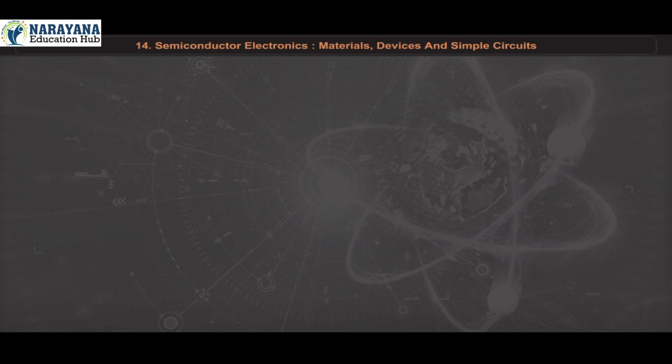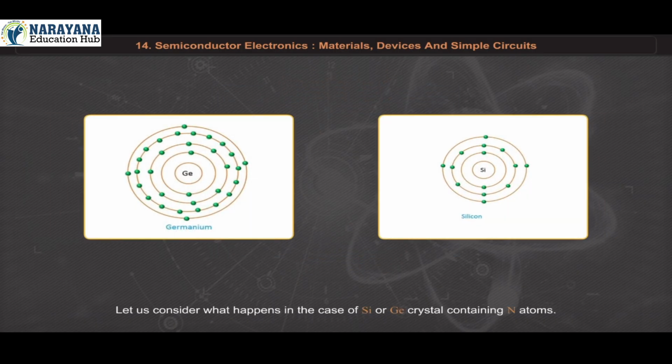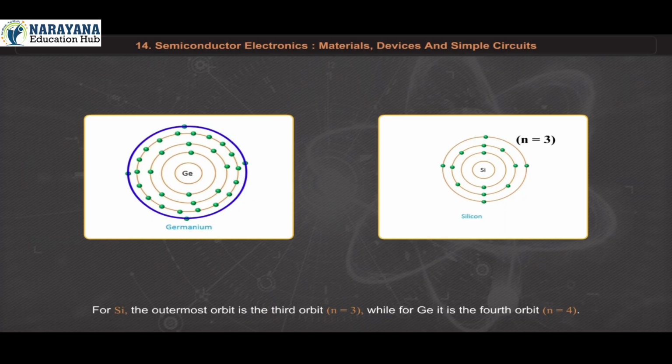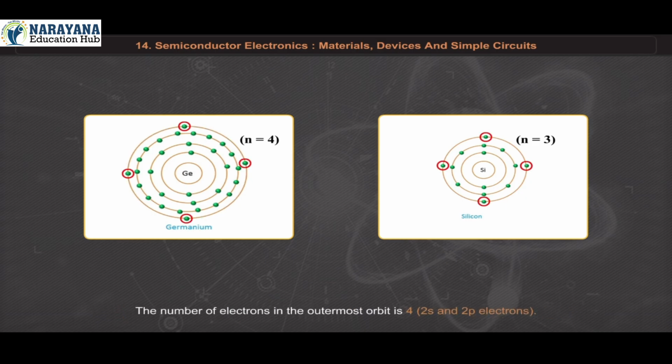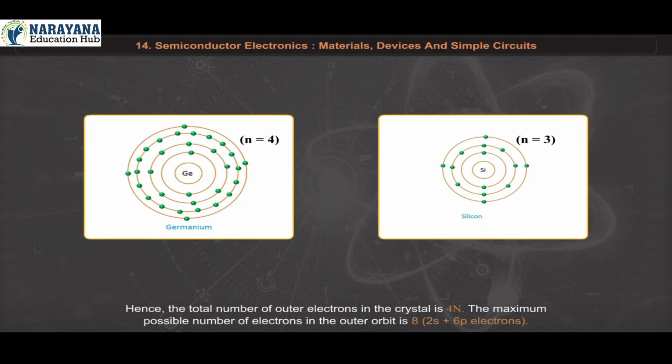Let us consider what happens in the case of silicon or germanium crystal containing n atoms. For silicon, the outermost orbit is the third orbit, that is n is equal to 3, while for germanium, it is the fourth orbit, that is n is equal to 4. The number of electrons in the outermost orbit is 4, that is 2s and 2p electrons. Hence, the total number of outer electrons in the crystal is 4n.